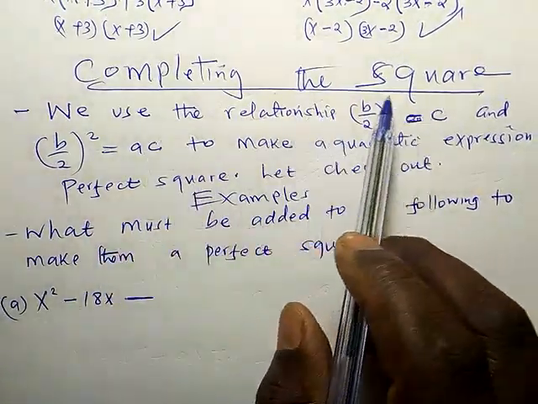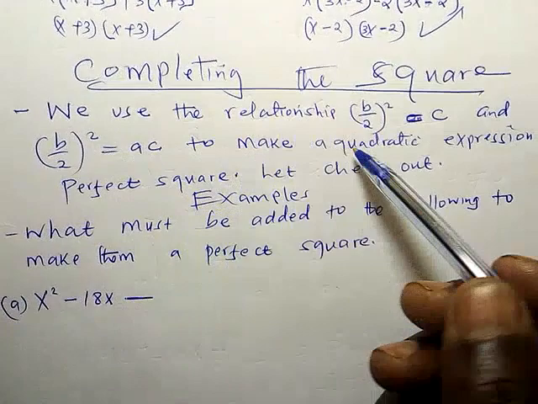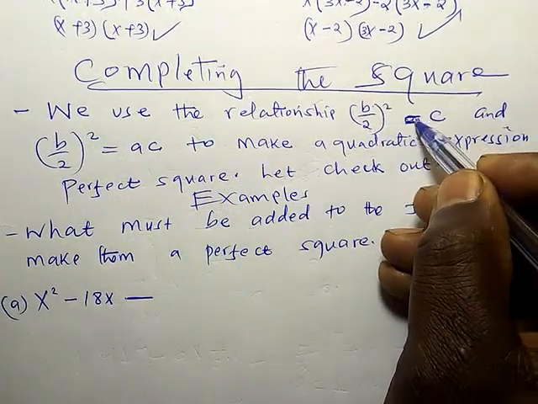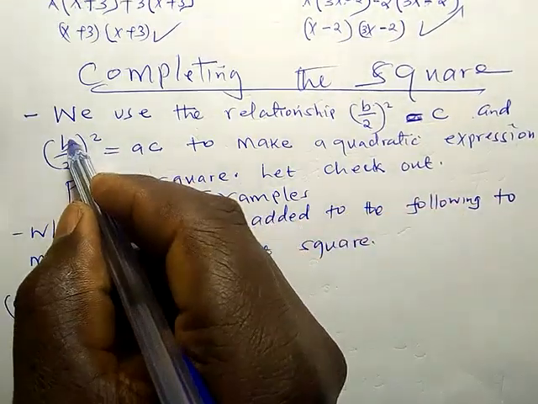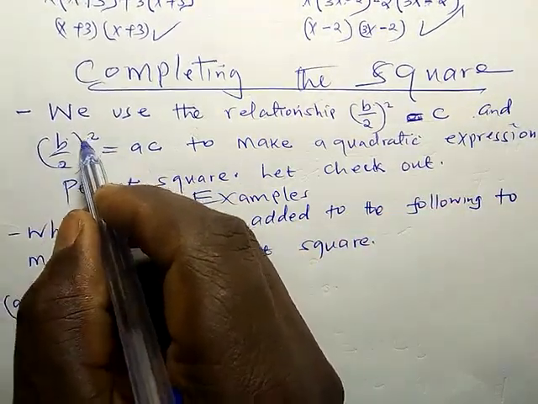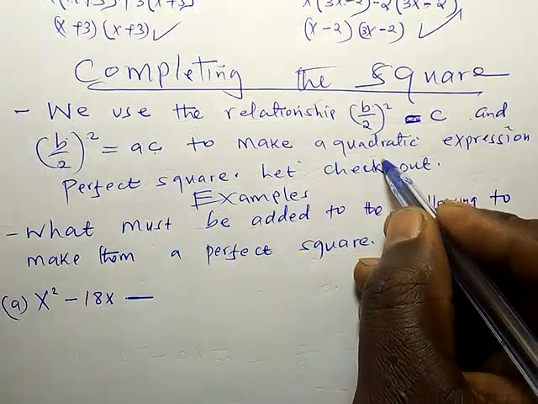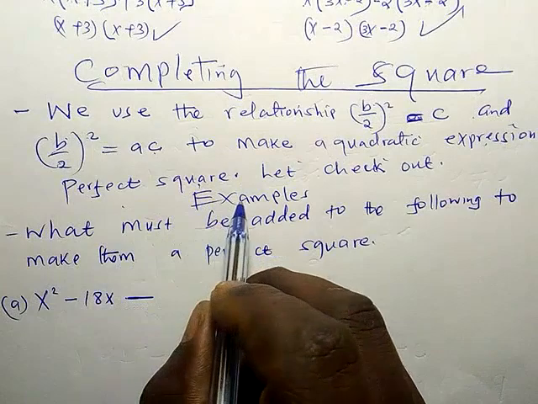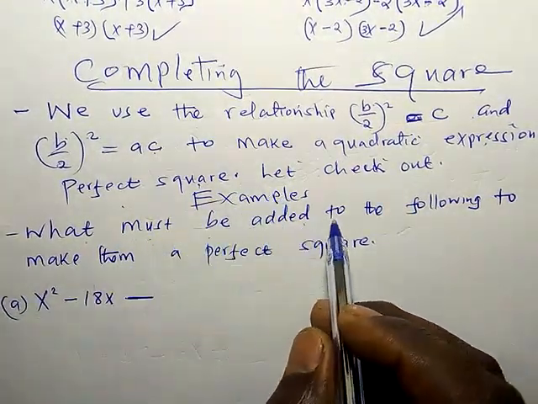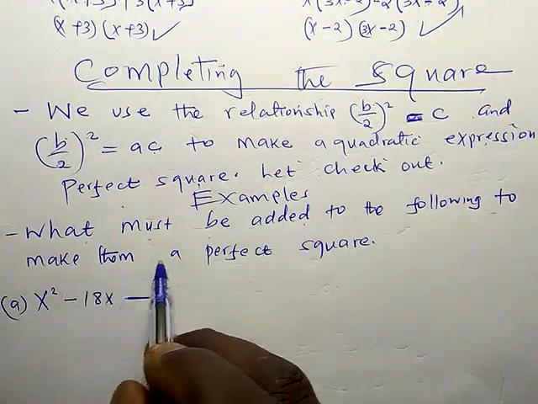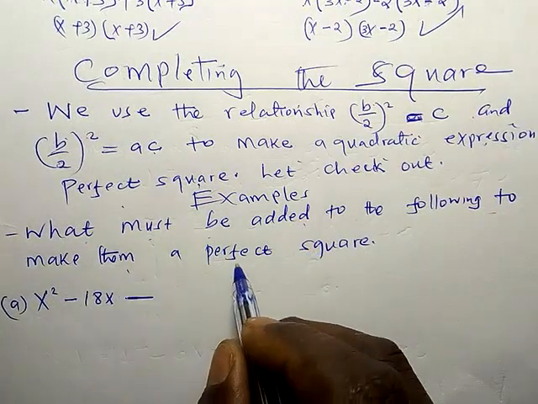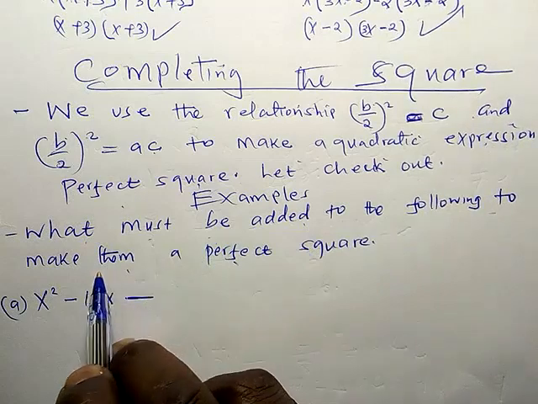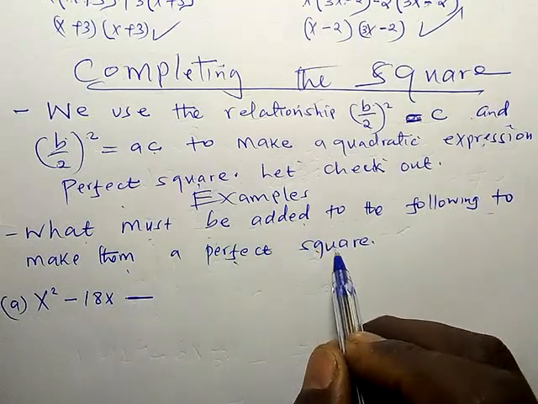Now completing the square, we use the relationship b divided by 2 squared equal to c, and b divided by 2 squared equal to ac, to make a quadratic expression a perfect square. So we want to look at the example. What must be added to the following quadratic expressions to make them a perfect square?